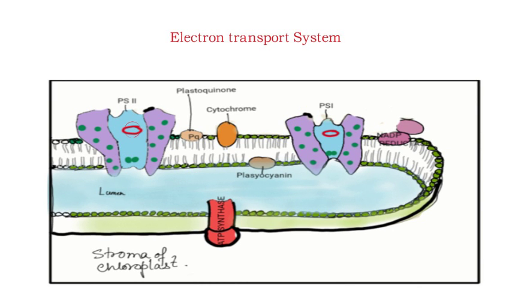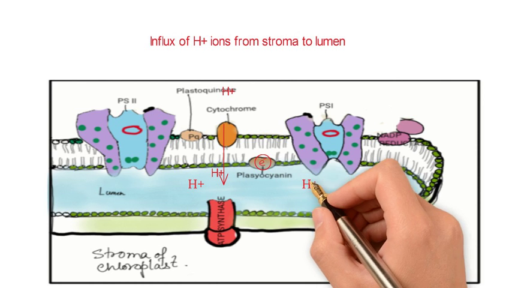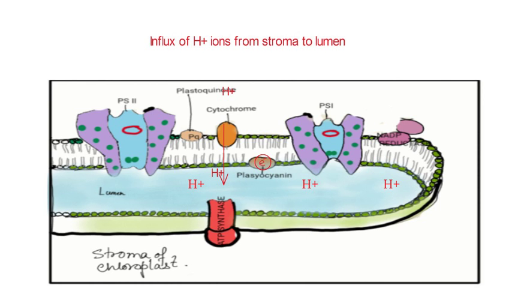The electron after leaving PS2 is now transferred through the electron transfer system comprising first plastoquinone, then the cytochrome complex, and finally plastocyanin. When electrons pass from a higher level to a lower level, it releases some energy which pumps some hydrogen ions from the stroma of the chloroplast to the thylakoid lumen. This results in the development of a proton gradient across the thylakoid membrane.